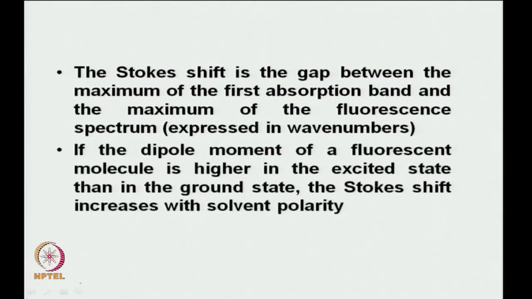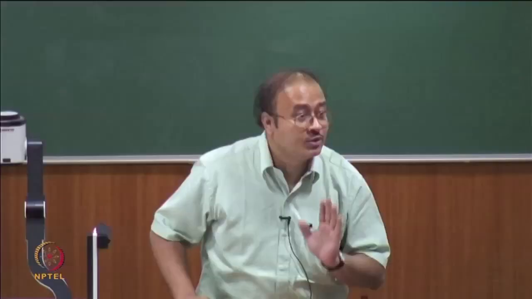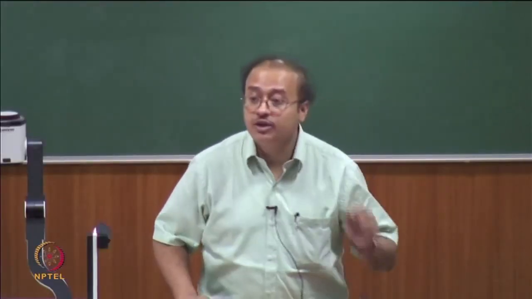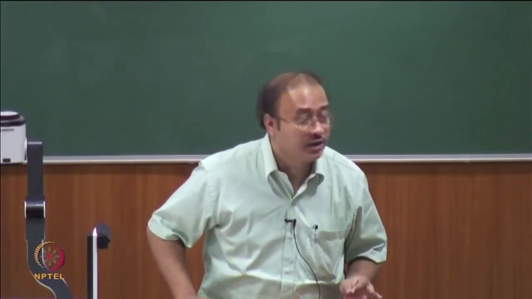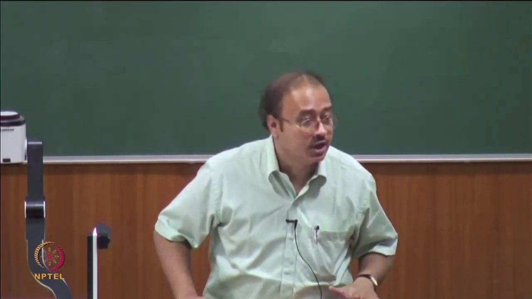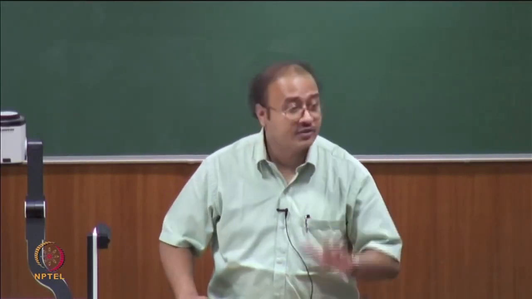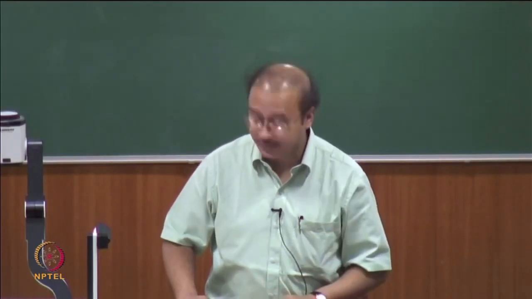Now, if the dipole moment of a fluorescent molecule is higher in the excited state than in the ground state, the Stokes shift increases with solvent polarity. Just keep this in mind. I will show you a diagram where you will understand how solvent affects fluorescence, and then you will see how this Stokes shift depends upon the polarity of the medium, right? Because the Stokes shift will not be constant. It will depend upon some factors, one of these factors being the solvent polarity.